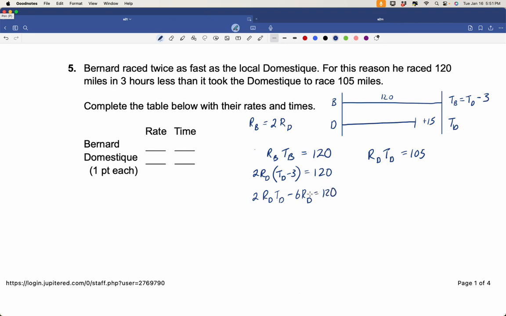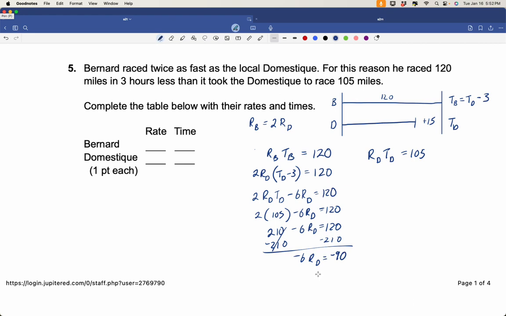So I can sub in 105 as the value of RDTD. 2 times 105 minus 6 times the rate of Domestique is equal to 120. So this would be 210 minus 6 times the rate of Domestique equals 120. Subtract 210 from both sides. And this cancels. Negative 6 times the rate of Domestique is equal to negative 90.